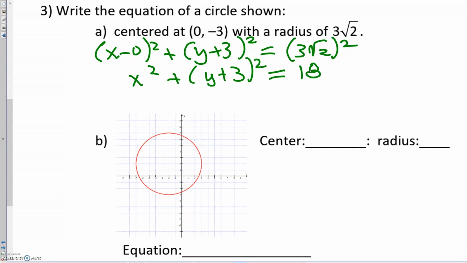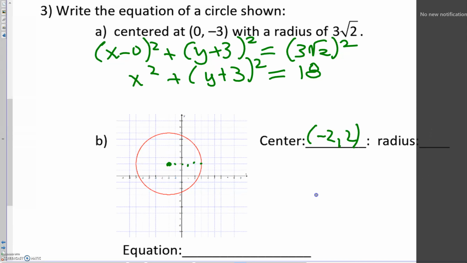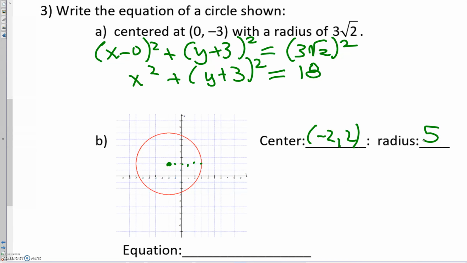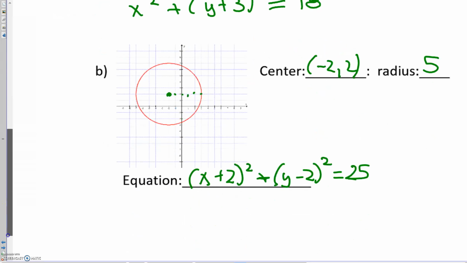Then for this one, B, you'll have to work a little bit. It's hard to see my center here, so let me figure that out. So the center appears to be at negative 2, 2, and the radius is 5. So the equation then would be x minus a minus, so x plus 2 squared plus, don't forget that plus sign, y minus 2 squared is equal to 5 squared, which is 25.